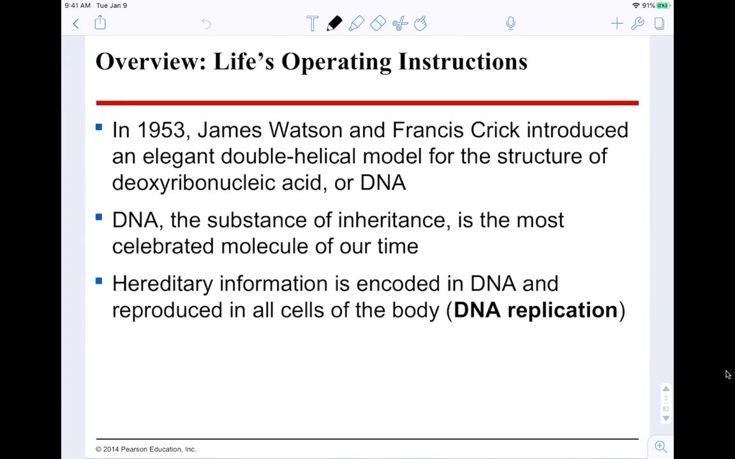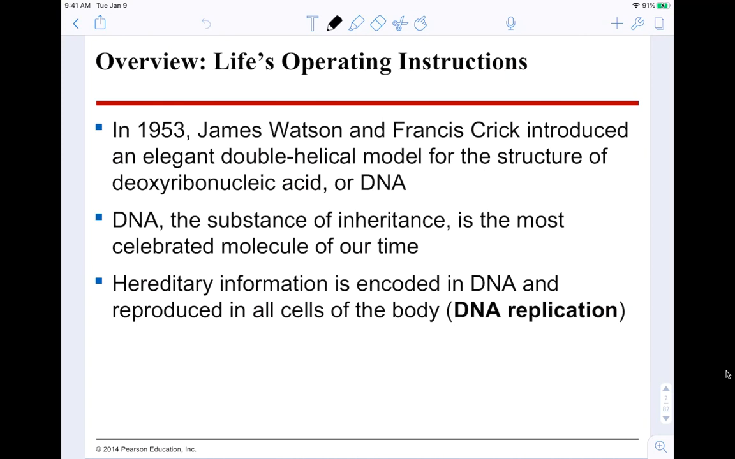So let's talk about life's operating instructions. We know that we're talking about DNA here. Back in 1953, James Watson and Francis Crick introduced the elegant double helical model for the structure of deoxyribonucleic acid, or DNA. And if you ask me or anyone else, they kind of stole it from Rosalind Franklin, but whatever, that's beside the point.